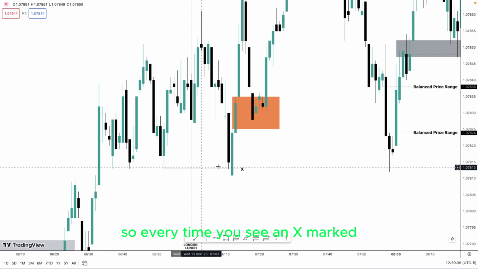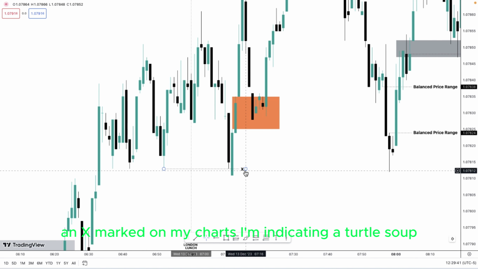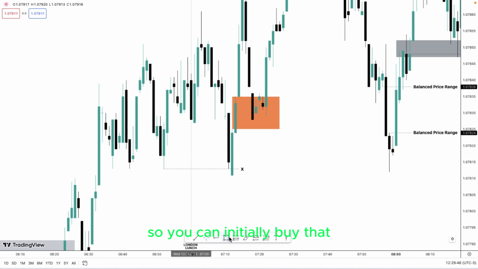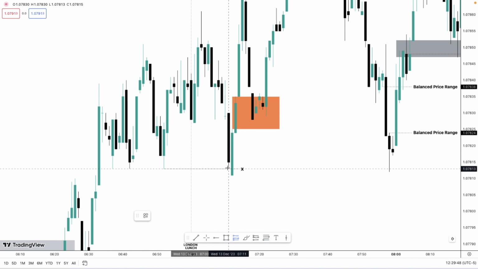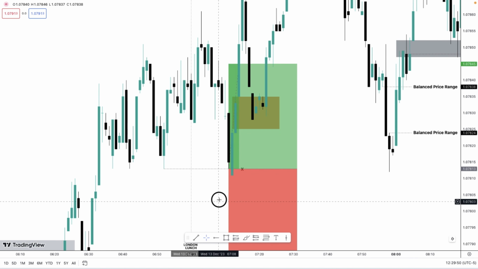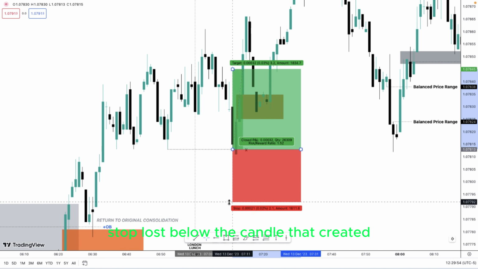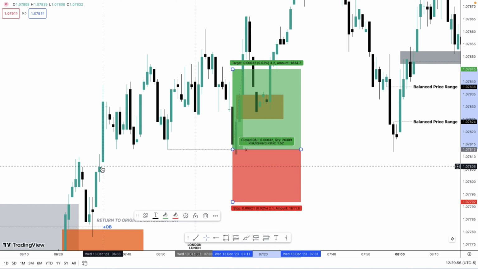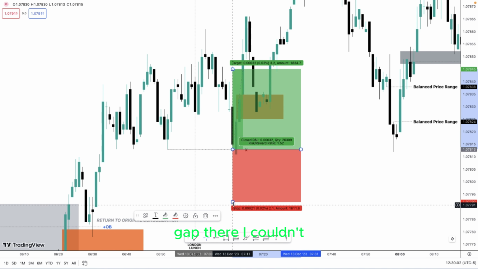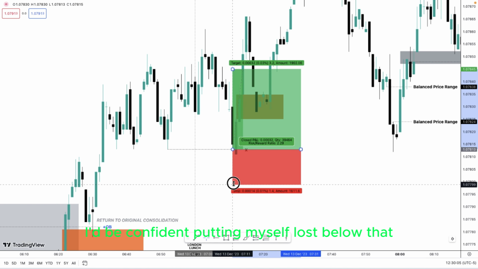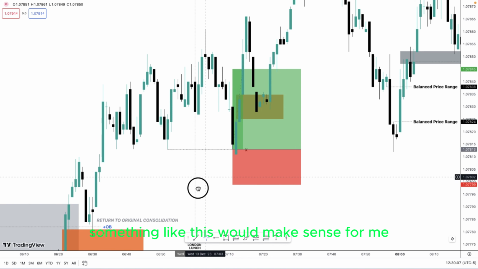Every time you see an X marked on my chart, I'm indicating a turtle soup. So you can literally buy that. Buy this turtle soup. Stop loss below the candle that left this imbalance, this gap there. I'd be confident putting my stop loss below that. So in other words, something like this would make sense for me.